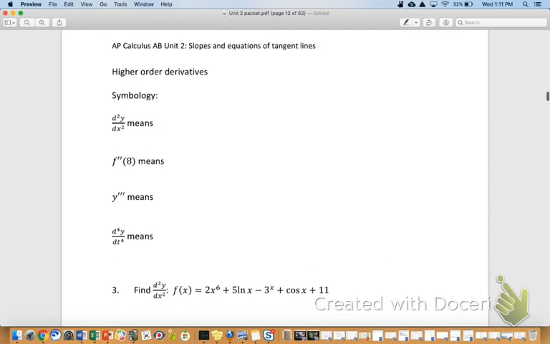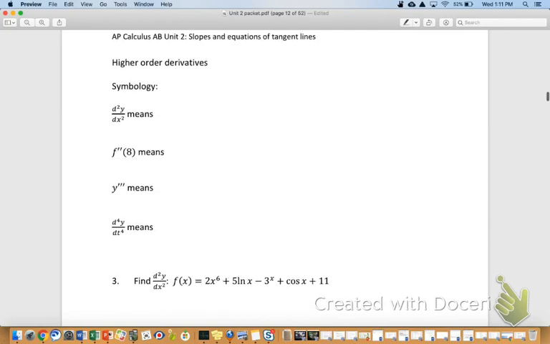But, sorry, before we do number 3, I guess we need to talk a little bit about symbology. Sorry. I forgot this was here. You can tell I don't pre-rehearse this stuff. Okay, so higher order derivatives. It's probably what you think it is.